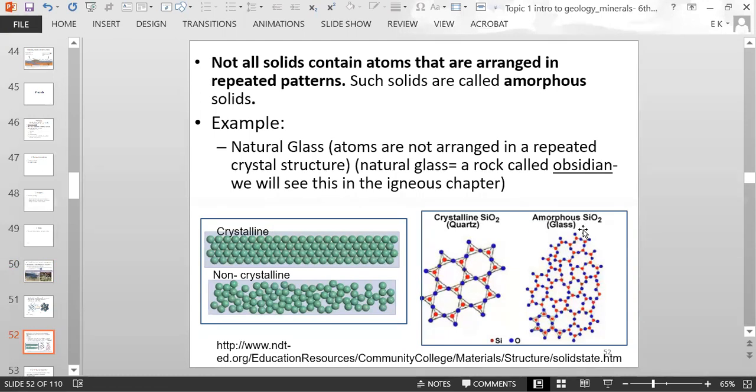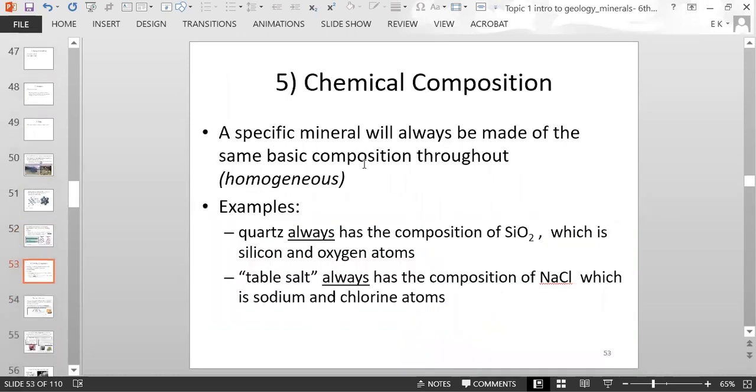An amorphous solid, an example would be glass, because atoms are not arranged in a repeated crystal structure in glass. Natural glass is actually a rock called obsidian, and we'll talk about that in the igneous chapter.